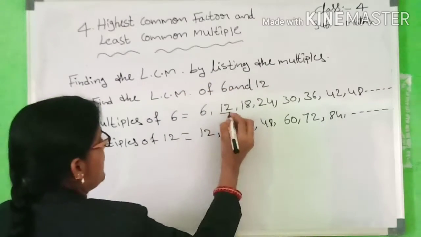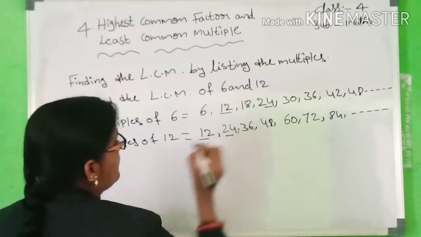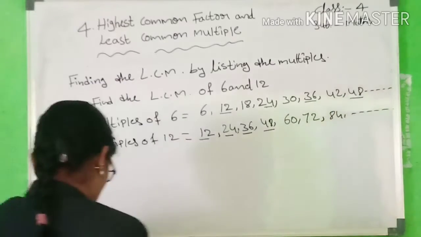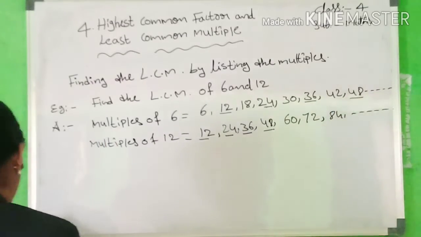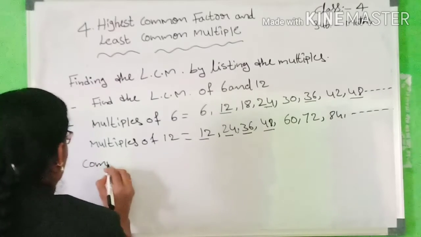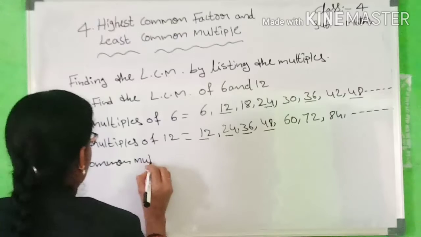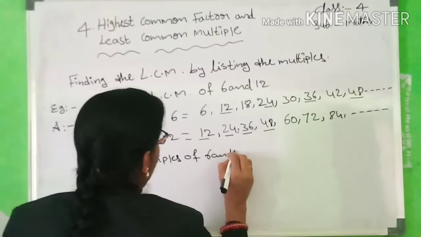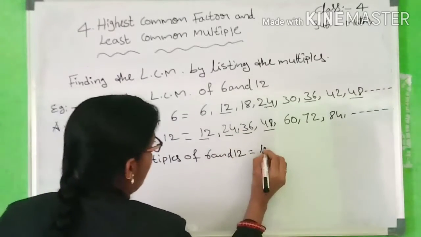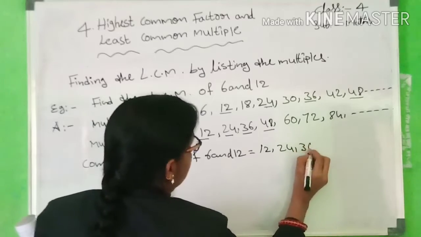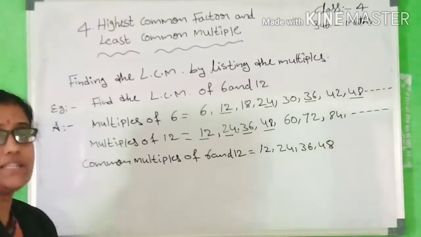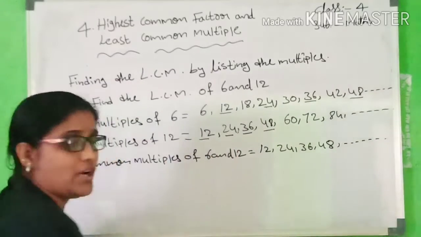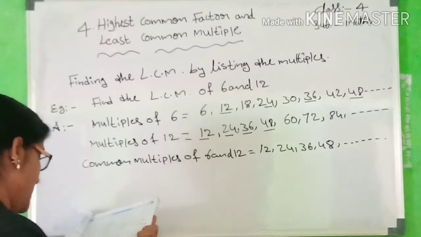What are they? 12, 24, 36, 48. Okay children. Common multiples of 6 and 12. You have to write 12, 24, 36, 48, etc.